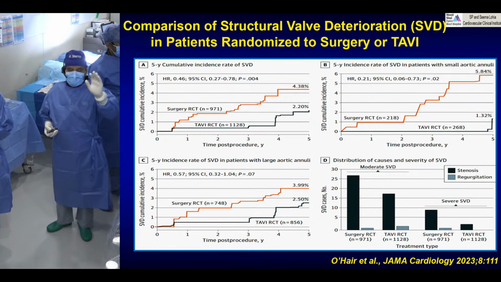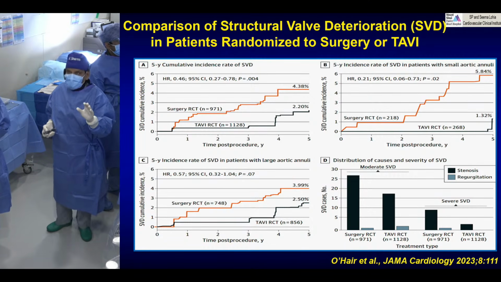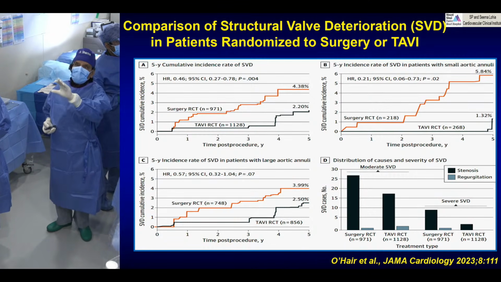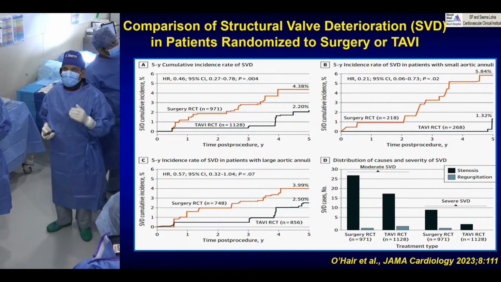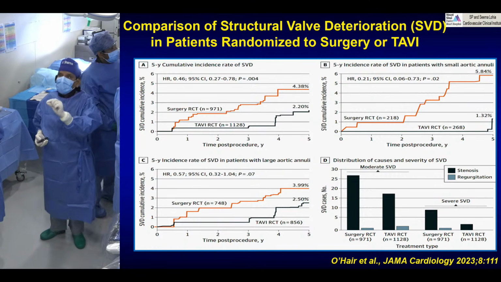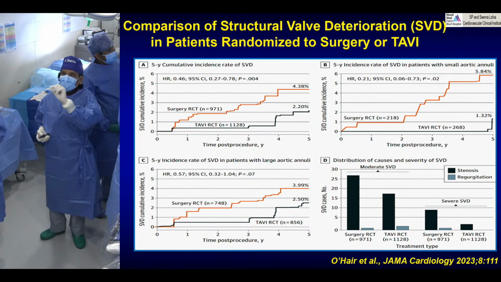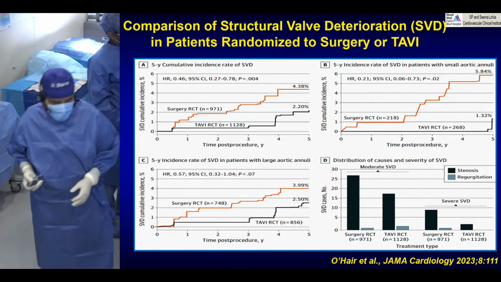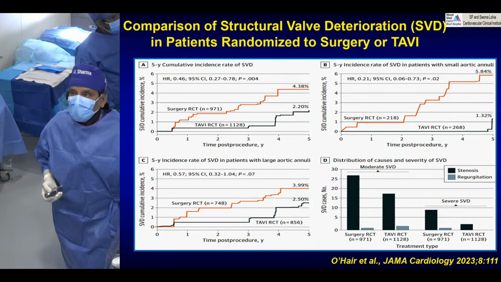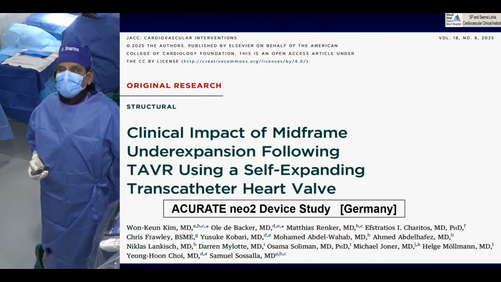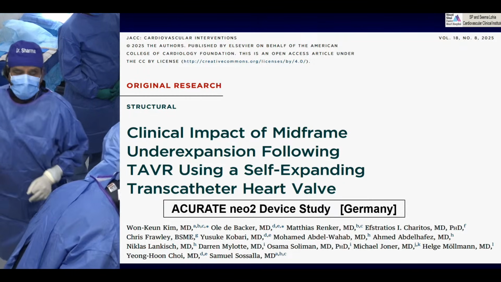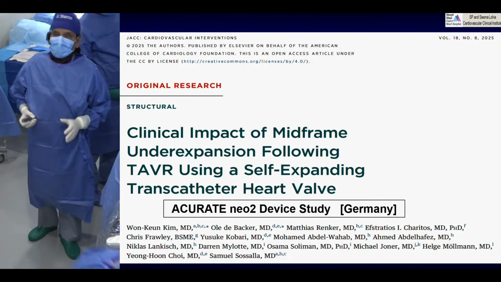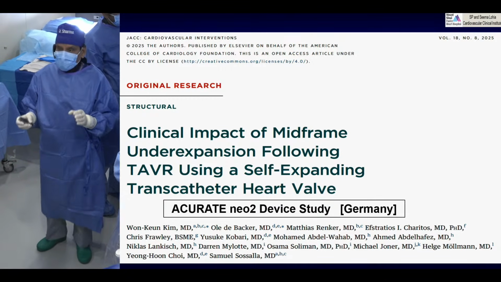Earlier data in the NOTION trial was identical with surgery, but at 5 years the newer generation self-expanding valve seems to have less structural valve deterioration compared to surgery, 1.3 versus 5.8. Whether it's going to last longer in the 10-year data, we need to see. Then the few of them, which is the crux of the case today.